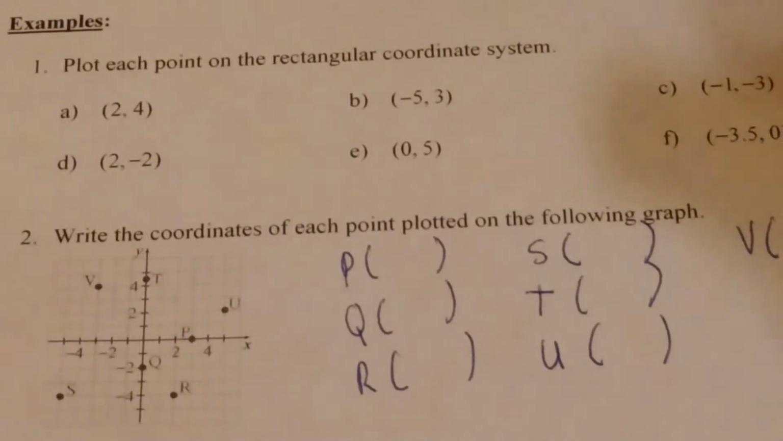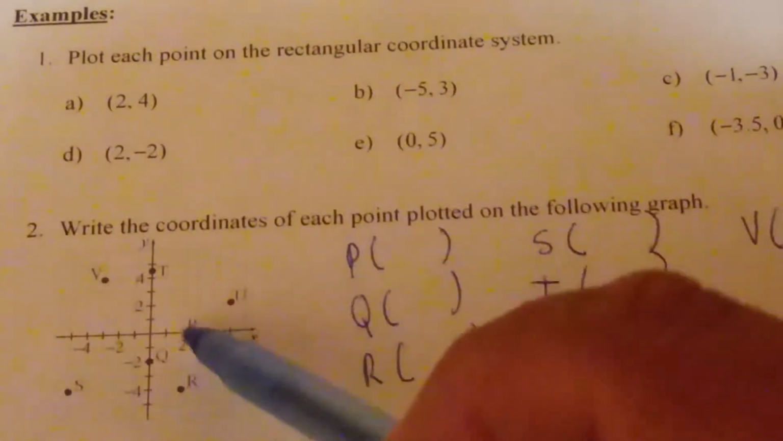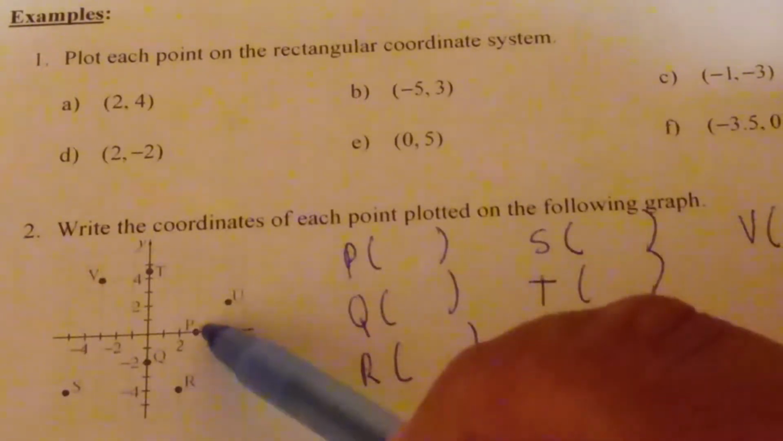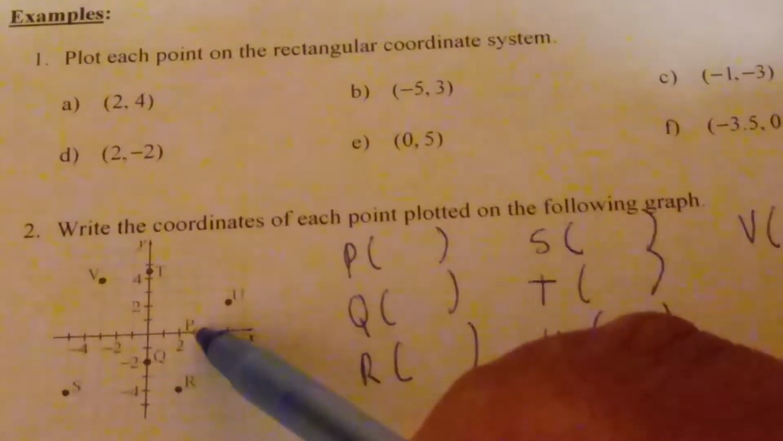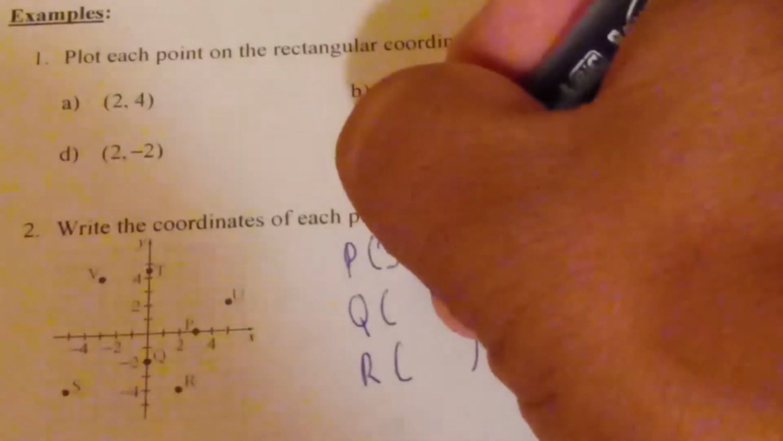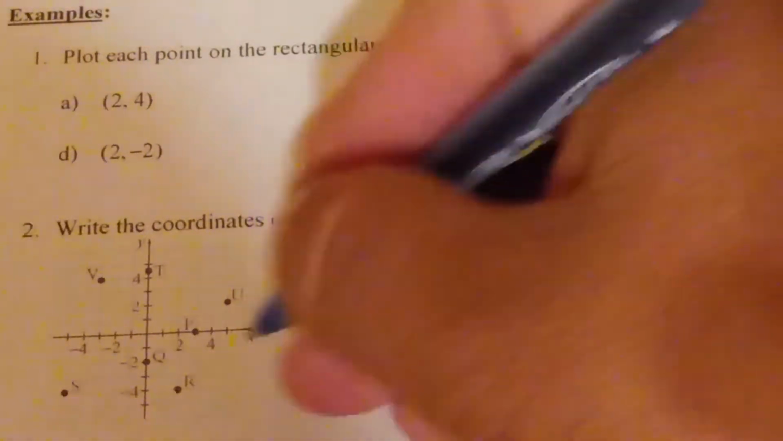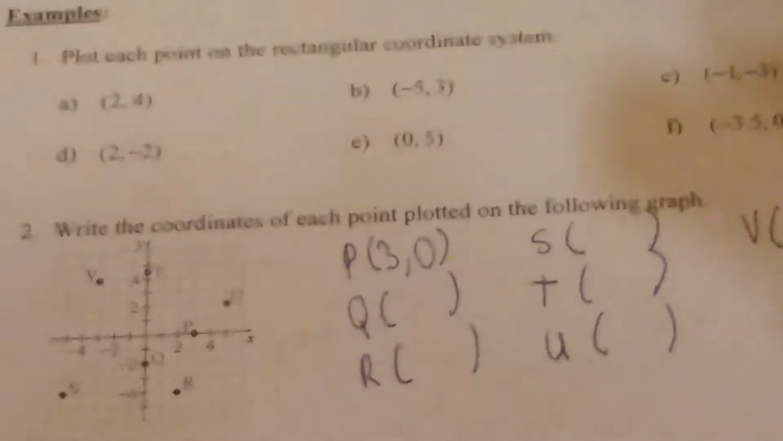So let's take a look at the first one, P. So letter P right there. Once again, you're going to have to count. You have 1, you have 2, and it lands on 3 right there. Notice that it doesn't go up or down. So for the X value, it's going to be 3. And since it doesn't go up or down, your Y value will be 0. All right, so the ordered pair for P will be 3, 0.